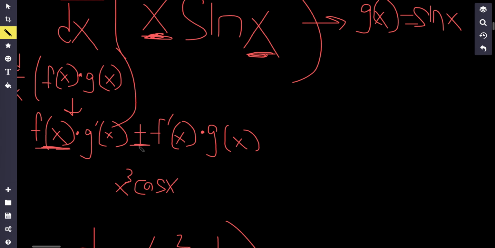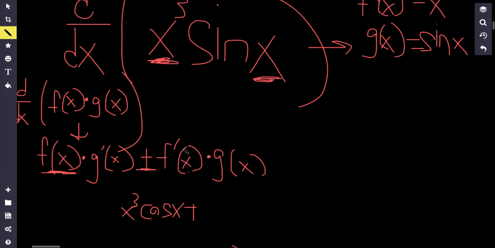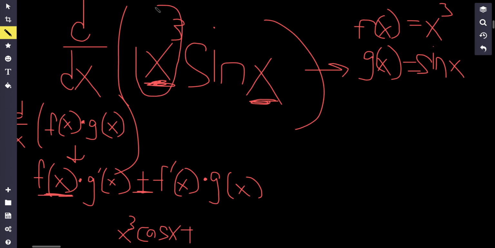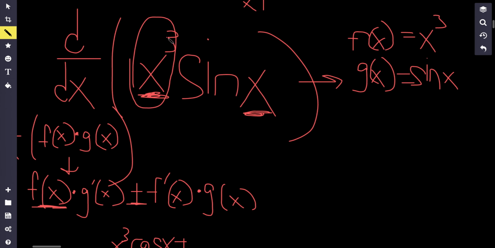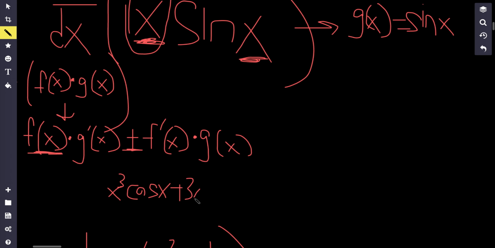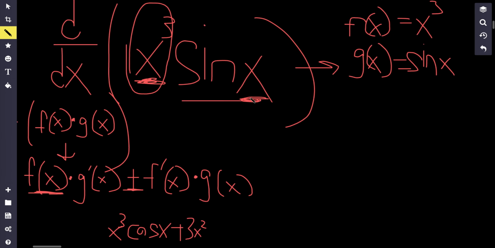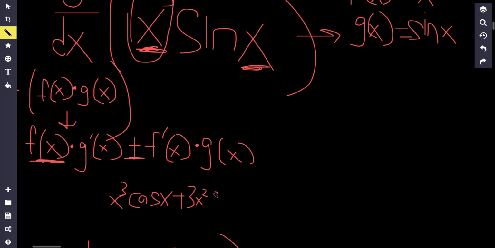Then this is going to be added to the derivative of now the first part. So now you kind of switch it up a little. So the derivative of x to the 3rd power is 3x to the 2nd power using the power rule. And you leave the second function intact.